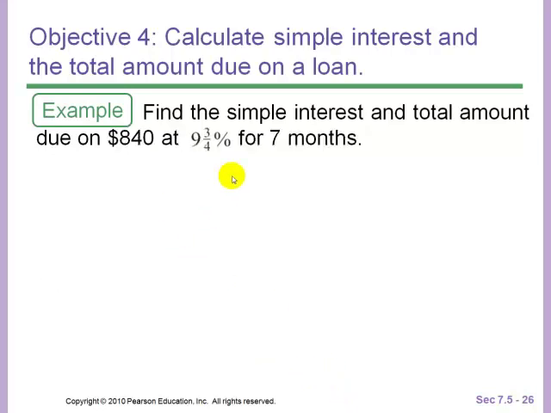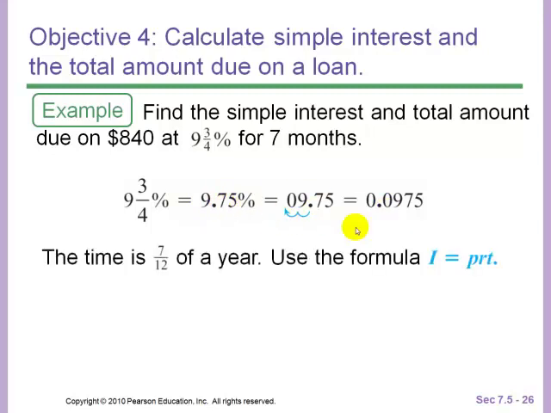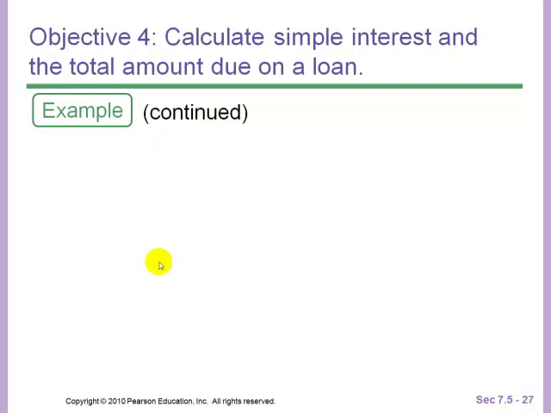Find the simple interest and total amount due on $840 at 9.75% for 7 months. So 9.75, we have to convert that to 9.75% and then change that to the decimal 0.0975. 7 months is 7/12 of the year. Leave it as this fraction because you cannot simplify it, and if you tried to find the decimal, it would be a repeating decimal and you would get an inaccurate answer.